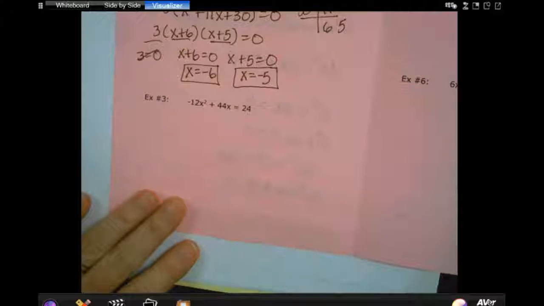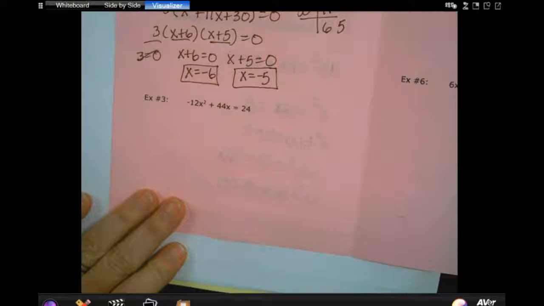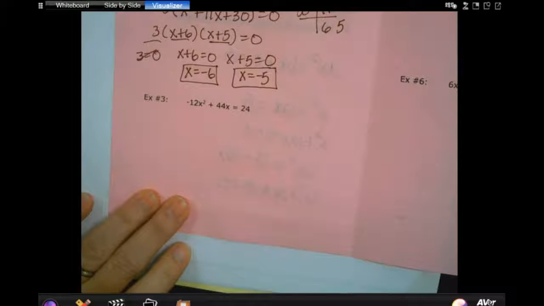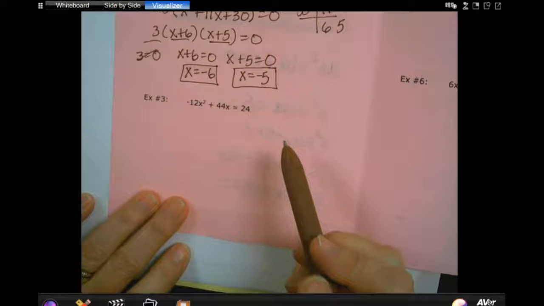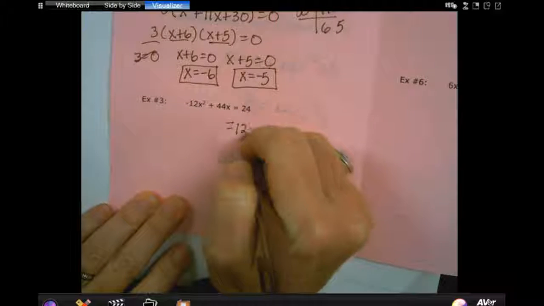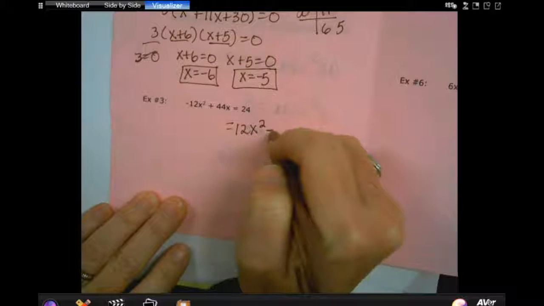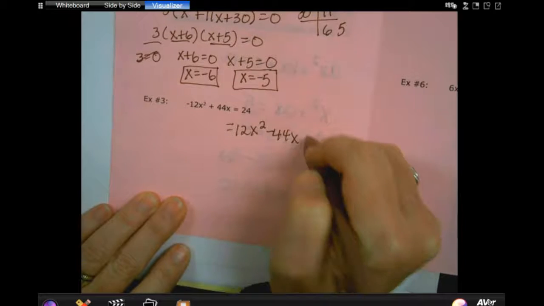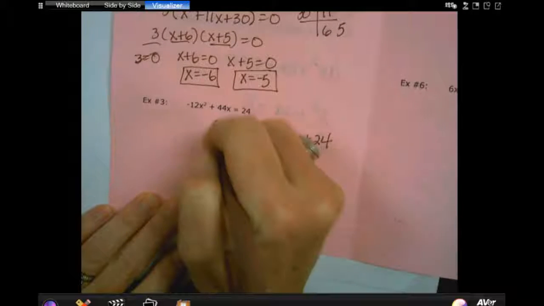So example 3, is this in standard form? It's not. Also, is the x squared positive? No. So what do you think we're going to do? That's what I would do. I would add the 12x squared, right? Because that's going to make the 12x squared positive. So if I add 12x squared, I'm going to subtract 44x and then add 24.